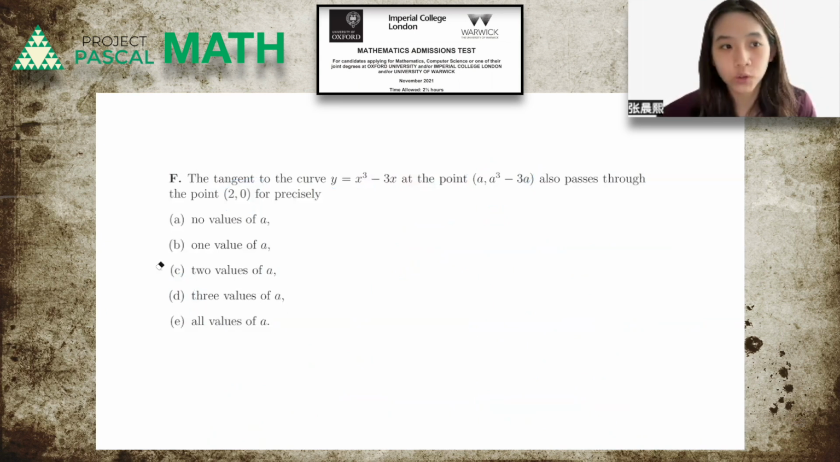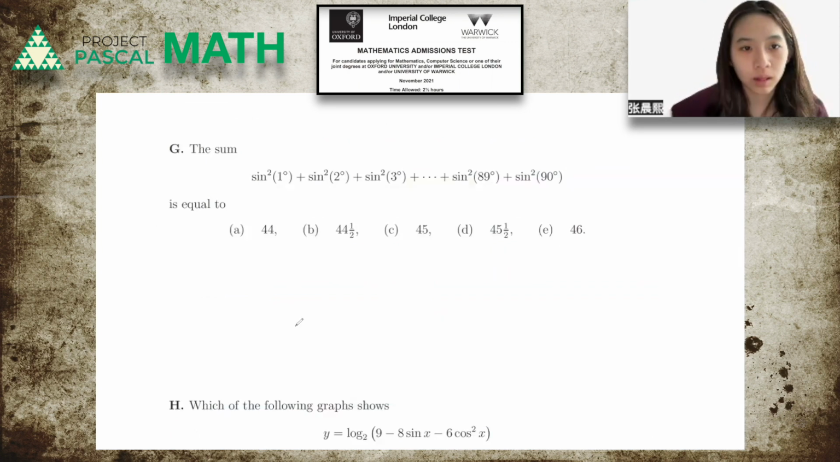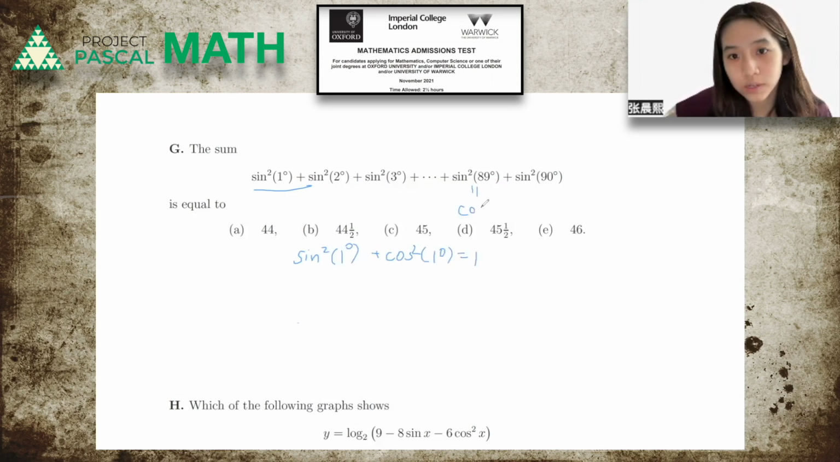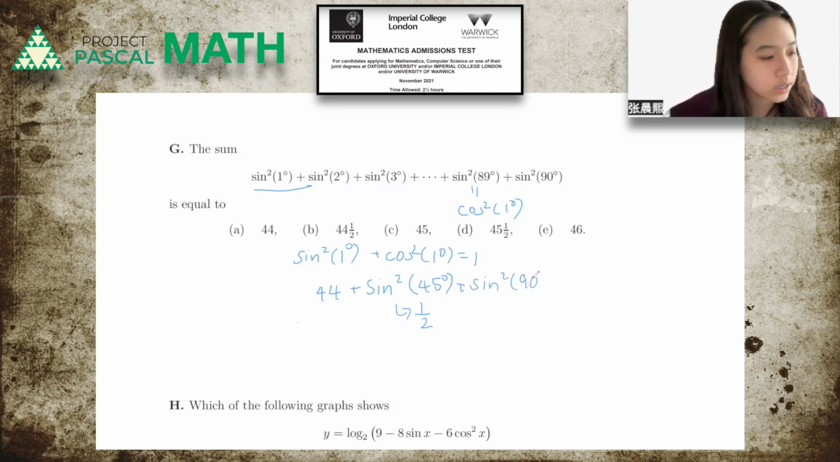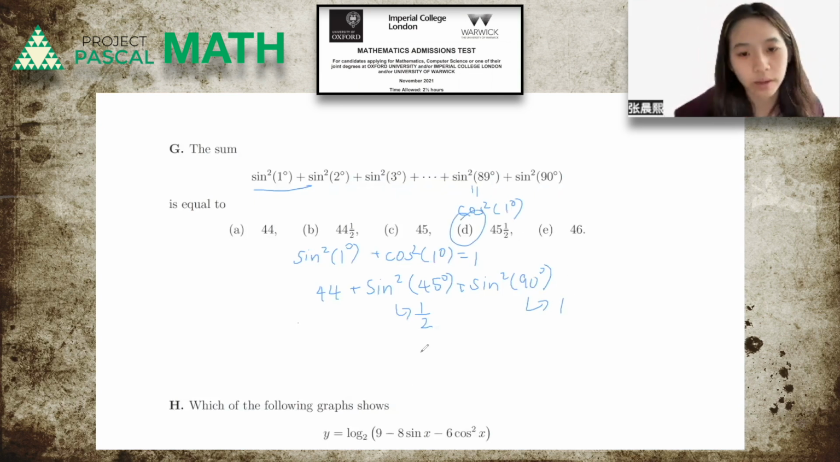Okay, moving on to question G. For this, you immediately can kind of tell that it has to be something like sine squared 1 plus cosine squared 1 equals 1, and this equals cosine squared 1. So if you add everything up, that gives you 44 of those plus sine squared 45 degrees, which is half, plus sine squared 90 degrees, which is 1. So the answer is D when you add everything up together.